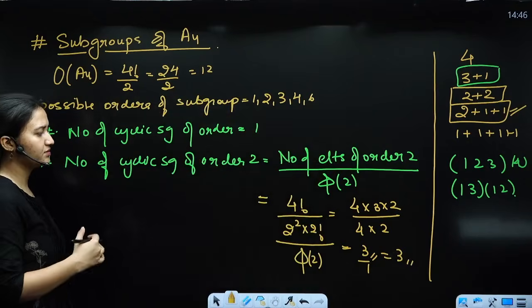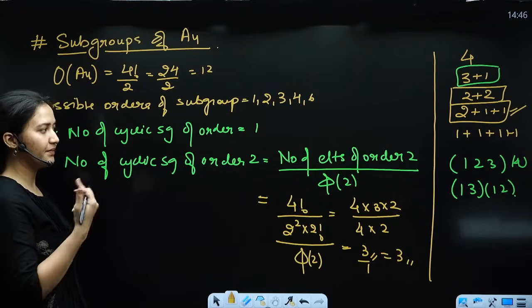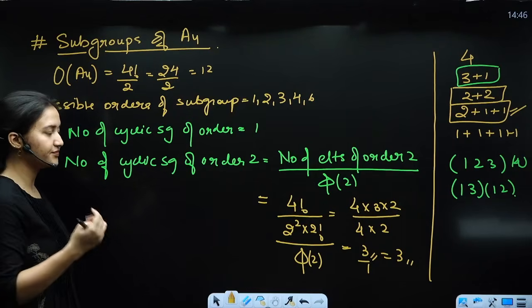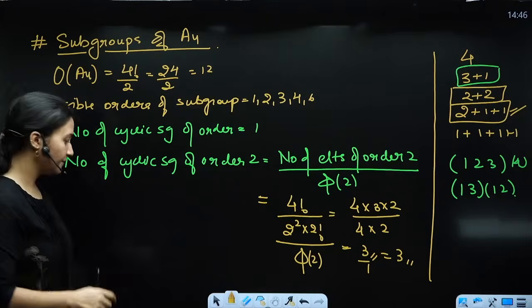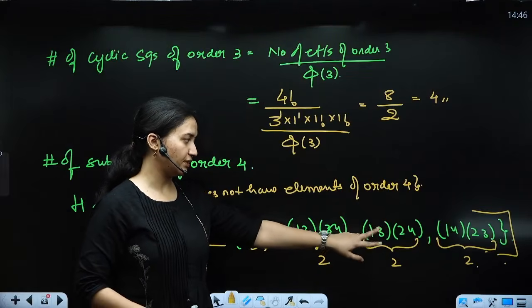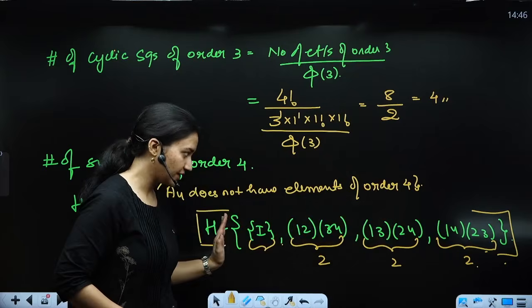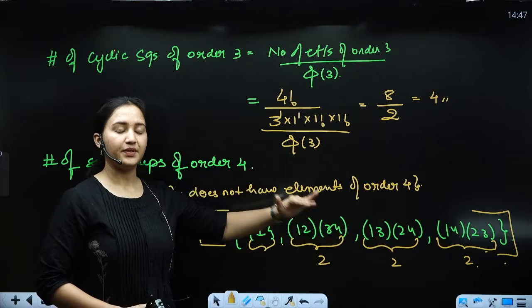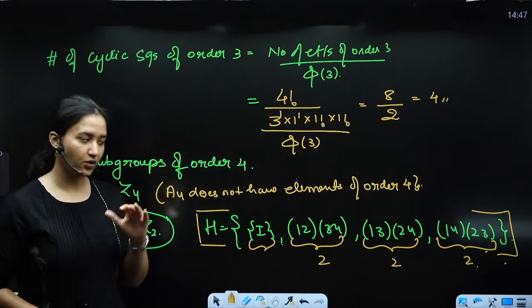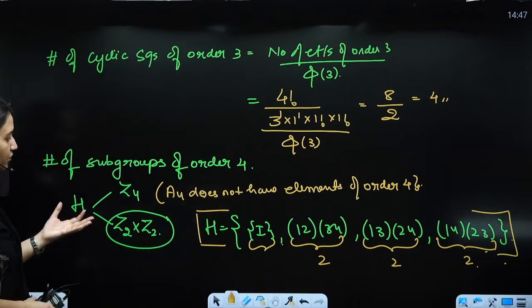And they are cyclic subgroups of order 2. That means you consider one element of order 2 at a time and make subgroups which are going to be isomorphic to Z2, right? Okay, and the elements are of the form (1 2)(3 4), (1 3)(2 4), (1 4)(2 3). So these are the only 3 elements of order 2 present inside the alternating group of order 4, right?